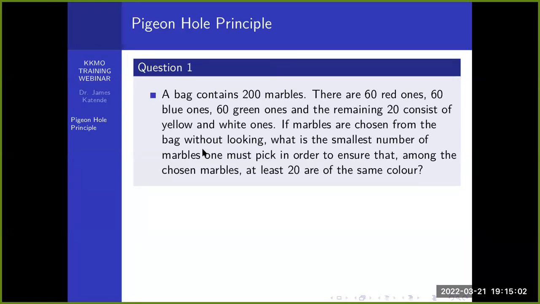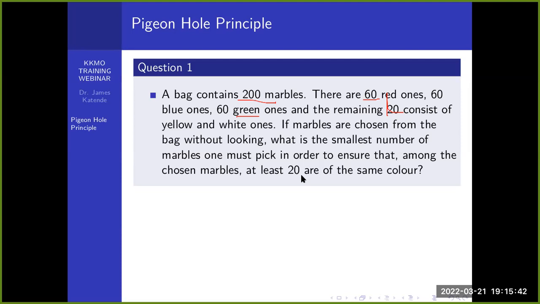This first question says we have a bag that contains 200 marbles. We have 60 red ones, 60 blue ones, and 60 green ones. The remaining 20 are a mix of yellow and white. We don't know how many are yellow and how many are white, but in total the yellow and white will be 20. The question asks, if marbles are chosen from the bag without looking, what is the smallest number of marbles one must pick to guarantee that among the chosen ones there are at least 20 of the same color?